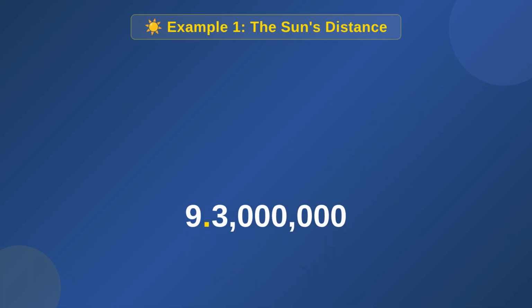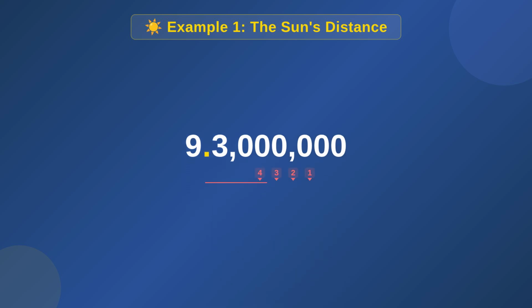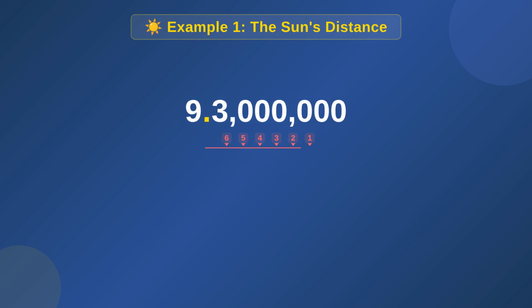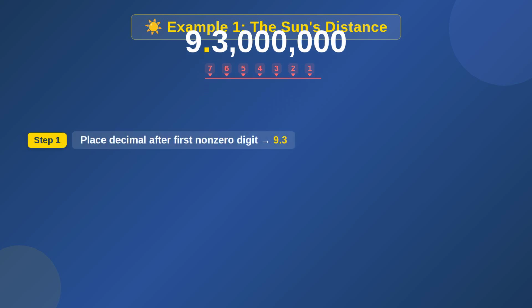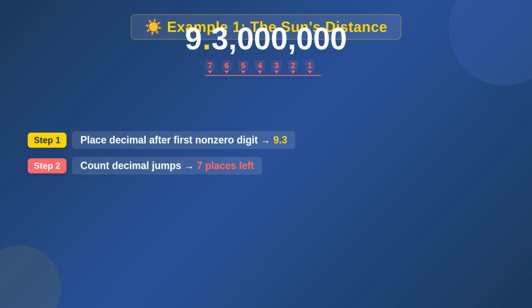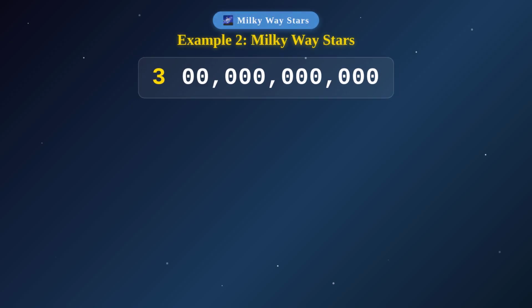Let's solve Marcus's original problem, 93 million miles. Step 1, place the decimal after the first non-zero digit. That gives us 9.3. Step 2, count how many places the decimal jumped. Starting from after the 3, we move left past 7 digits. 1, 2, 3, 4, 5, 6, 7. So we moved 7 places. Step 3, our exponent is 7. Step 4, we write 9.3 times 10 to the power of 7. That's it. 93 million equals 9.3 times 10 to the 7th. Marcus's homework just got a whole lot neater.